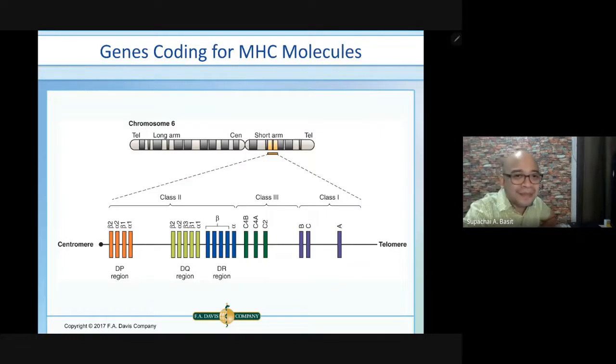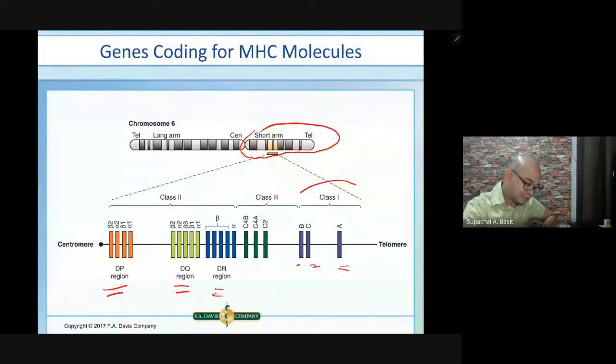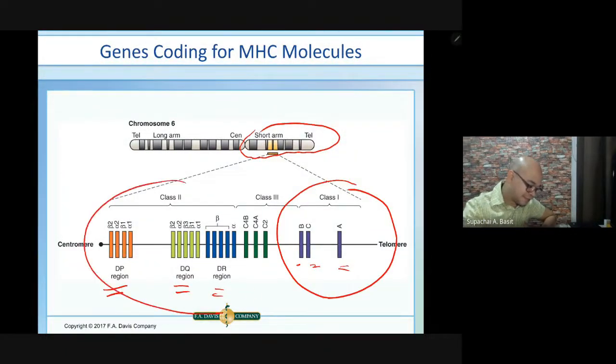Okay, so this is chromosome number 6, particularly the short arm of chromosome number 6. Okay, so the short arm of chromosome number 6 would have different genes or regions. So the DP region is here. This is the DQ region. Then these are the DR region. Then this is the region A, B, and C. So this is for the class 1. Then this is for the class 2. And then this is the class 3.